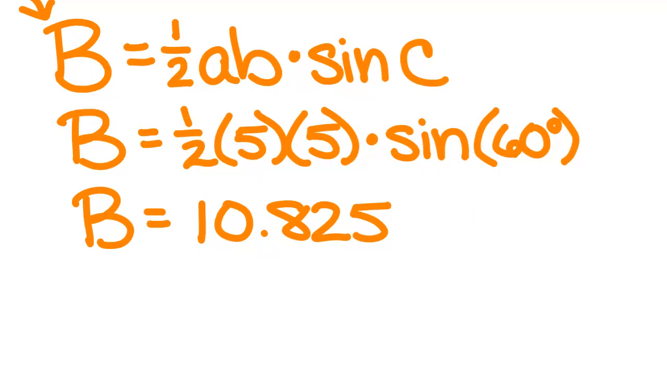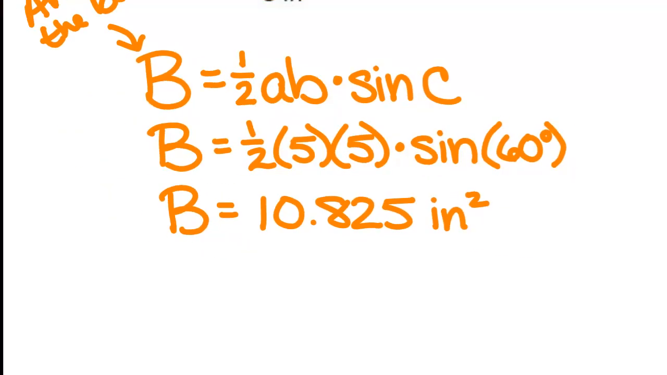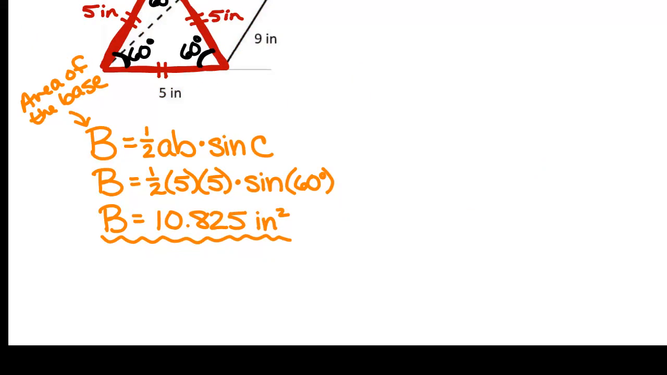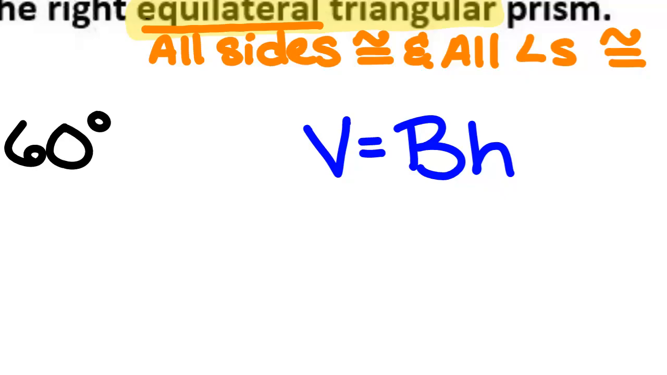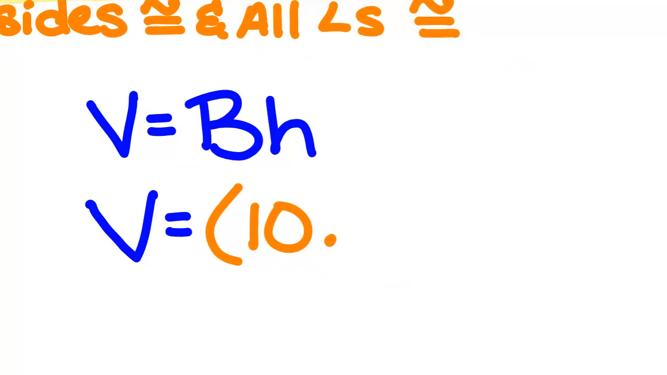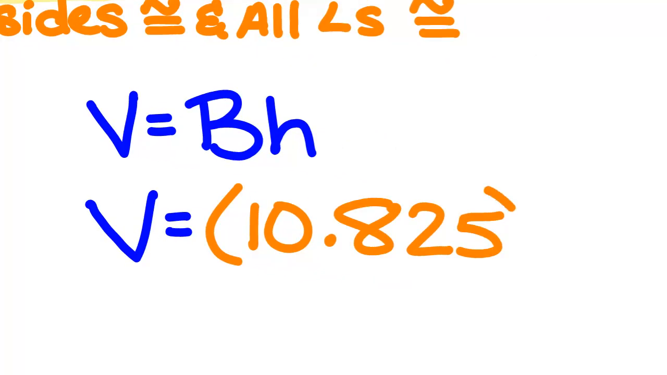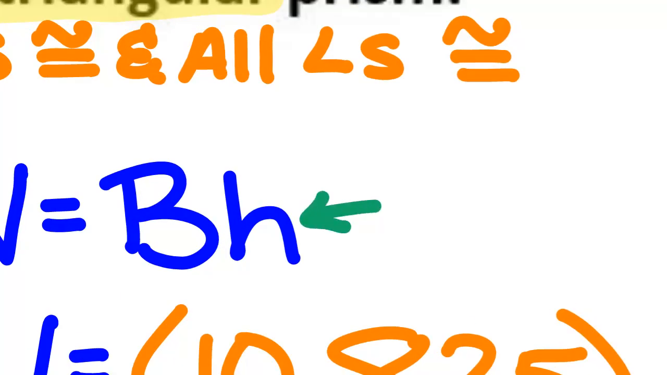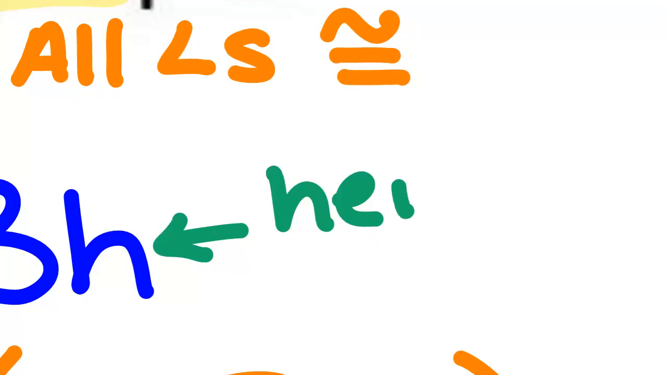10.825. That would be inches squared because that's area. Remember, that's the area of our base. We're going to take that number and substitute it into our volume formula. Area of the base, 10.825, times the lowercase h. Remember when we said the lowercase h was the height of the prism?